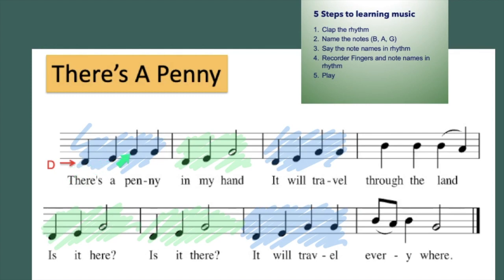D, E, G, G, D, E, G, D, E, G, G, B, B, B, A. D, E, G, D, E, G, D, E, G, G, B, A, B, G. All right. Pause the video if you want to practice that.